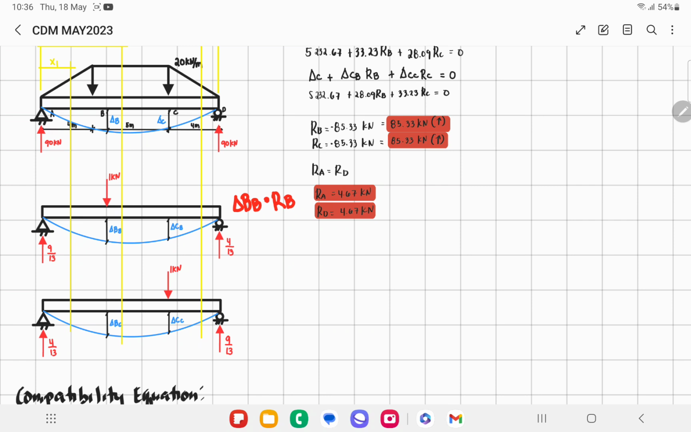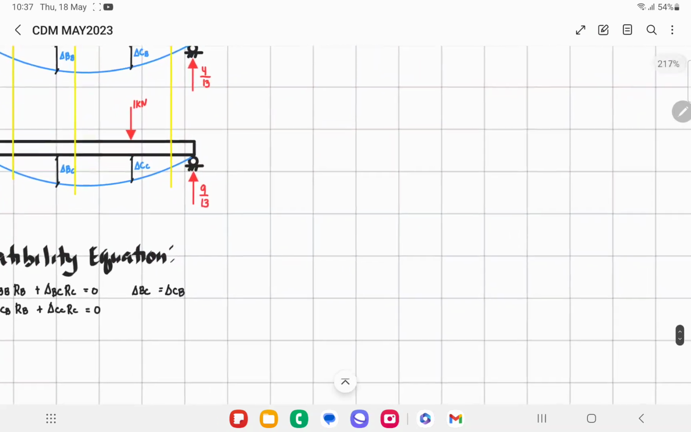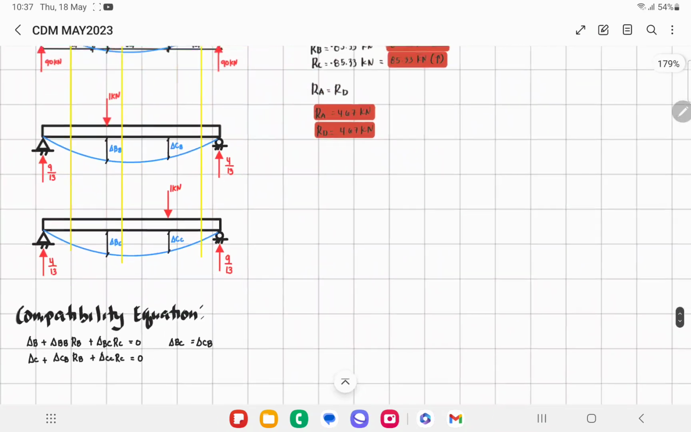The flexibility coefficient, delta BB, we have to multiply by the reaction at B. Since this is a coefficient only, we have to multiply it by the real reaction at B, so RB. And of course the same for the other point. Both coefficients must be multiplied by the reactions considering the virtual system at that point. And so we have to write the compatibility equations.